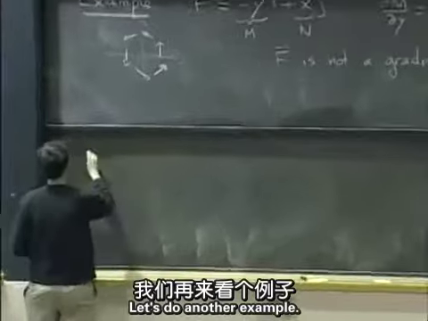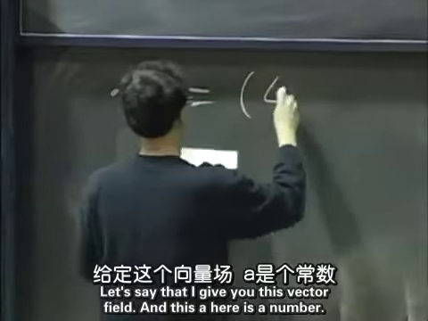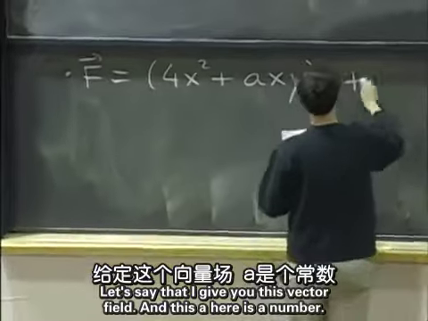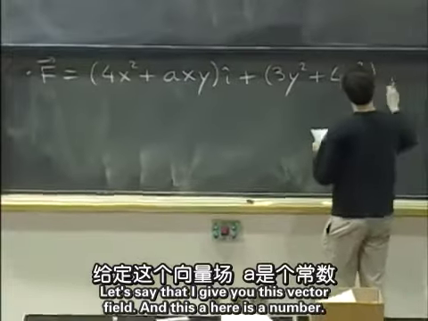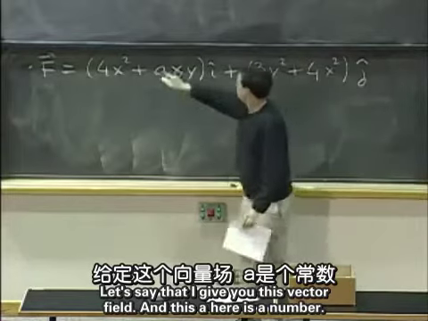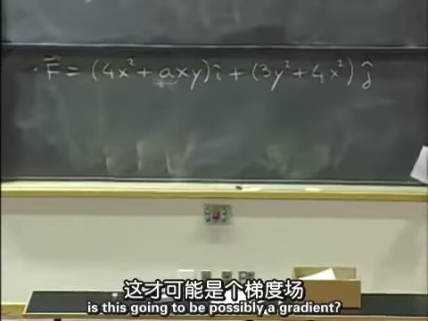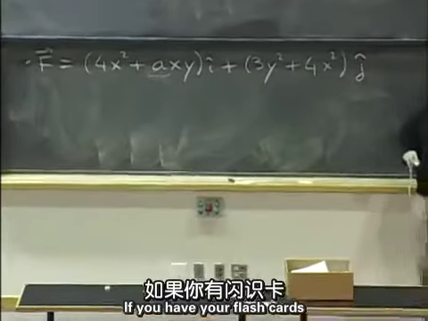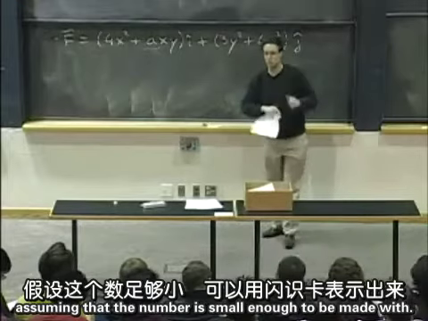Okay, let's do another example. So let's say that I give you this vector field, and the question is, so this A here is a number. Question is, for which value of A is this going to be possibly a gradient? So if you have your flashcards, then that's a good time to use them to vote, assuming that the number is small enough to be made with.